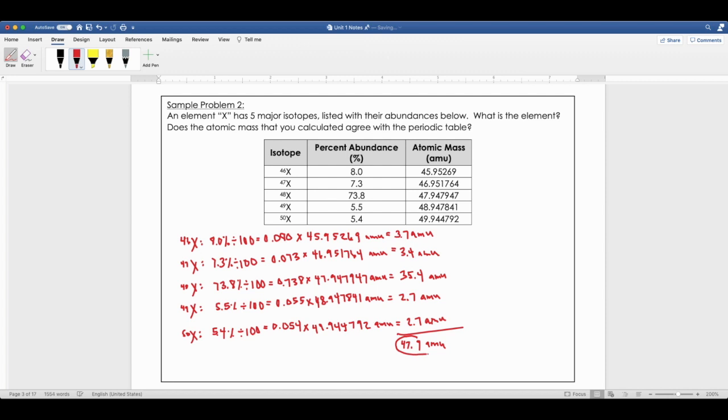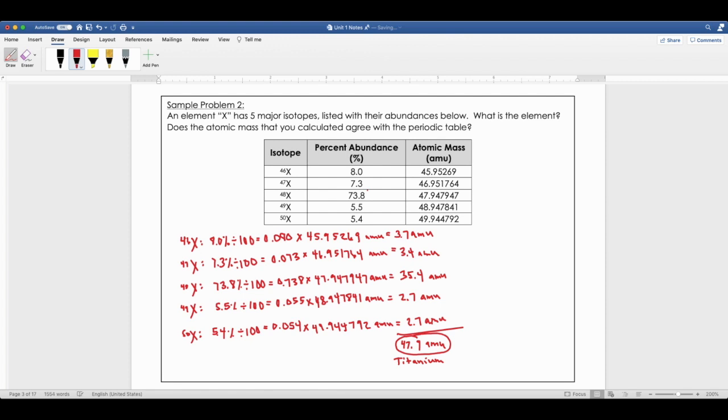And that particular value corresponds the closest to titanium. So if you look on your periodic table, you would see titanium is the value that's the closest. Scandium's at about 44.96, vanadium's at 50.94. So it's definitely closest to titanium. Not exact. This periodic table that I'm looking at says the actual value is 47.867 atomic mass units. And of course, we don't have as many significant figures as that because our percent abundances weren't that precise. They only have one place after the decimal.